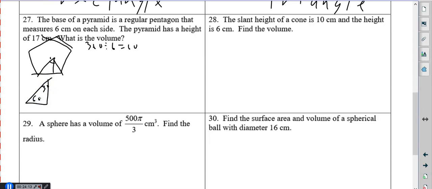Okay, if it's 6 centimeters on each side, that means this is 3. We're looking for the apothem. Okay, so the apothem is going to be 3 times radical 3.